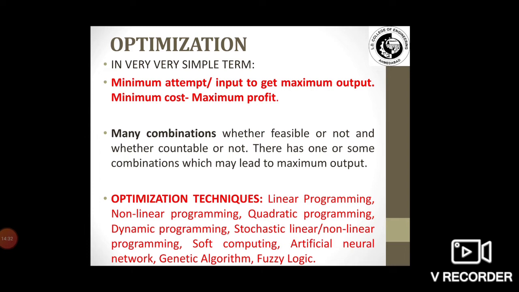And the soft computing technique is used whenever you want to do some optimization. What is optimization? In very simple terms, the minimum effort or input is to be given and you have to get the maximum output. Minimum cost has to be given and maximum profit has to come out.